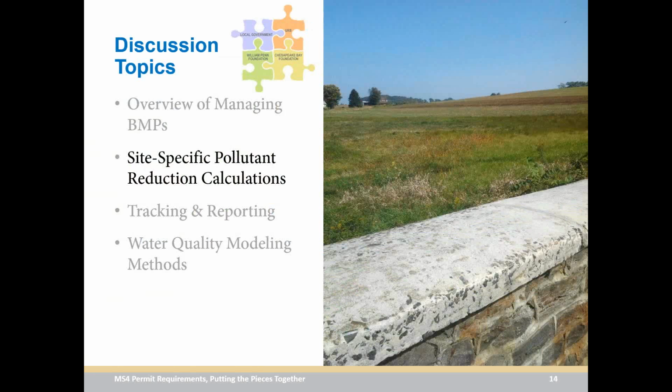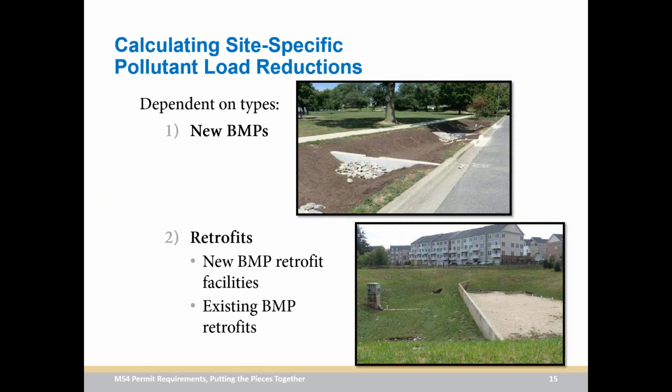Now we're going to get into some site-specific pollutant reduction calculations. In the CBP panel, the nutrient reduction techniques are classified as 2 different types. Either new BMPs, such as a new bioretention on the side of a road that didn't previously have any stormwater treatment, or a retrofit, which could be classified as something like a dry pond that's been redesigned to include a sand filter or bioretention cell to provide some water quality treatment as well as detention.